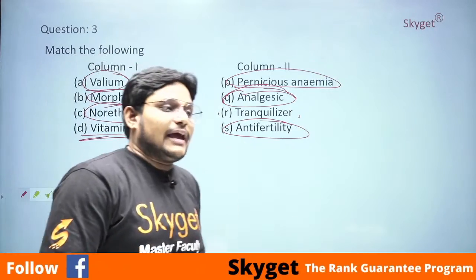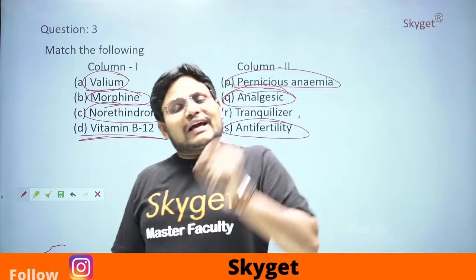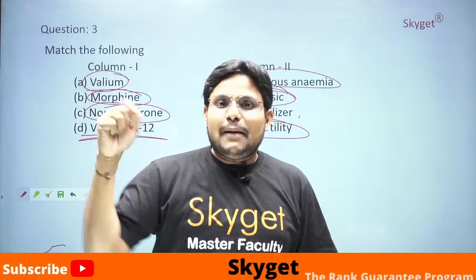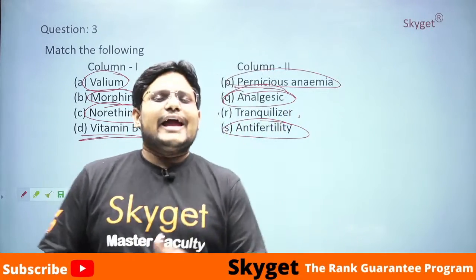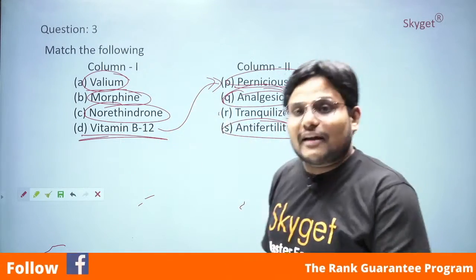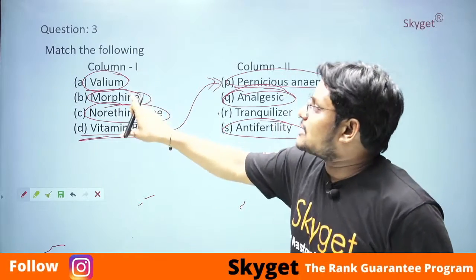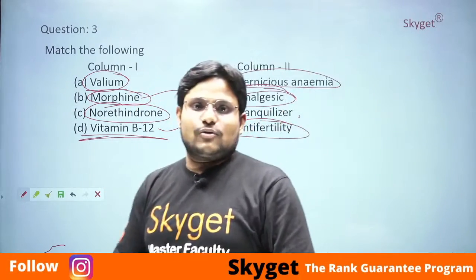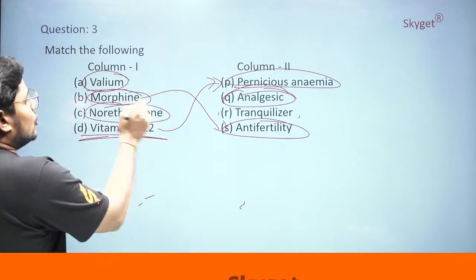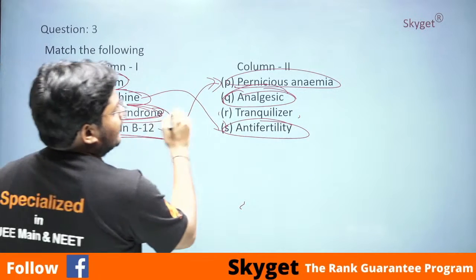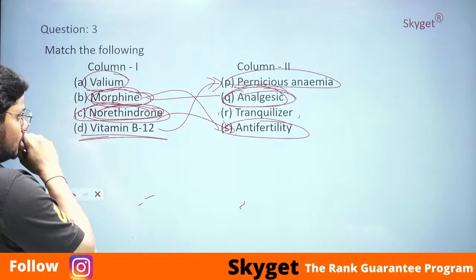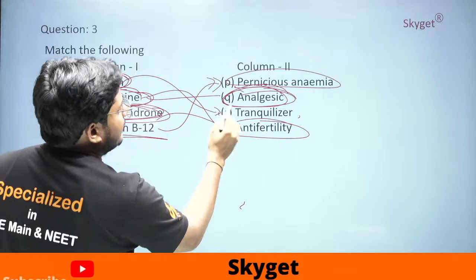So in this question, they have given two concepts. As I tell you regularly, in chemistry, a single question will have at least 2 to 3 concepts lying in it. So here they have given what happens with the deficiency, and at the same time they have asked about the working function also. So norethindrone works as an anti-fertility drug, morphine works as an analgesic, and valium works as a tranquilizer, students.